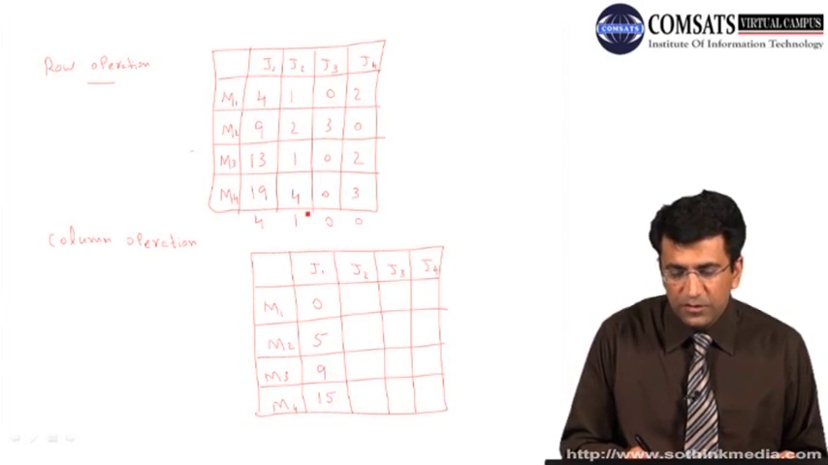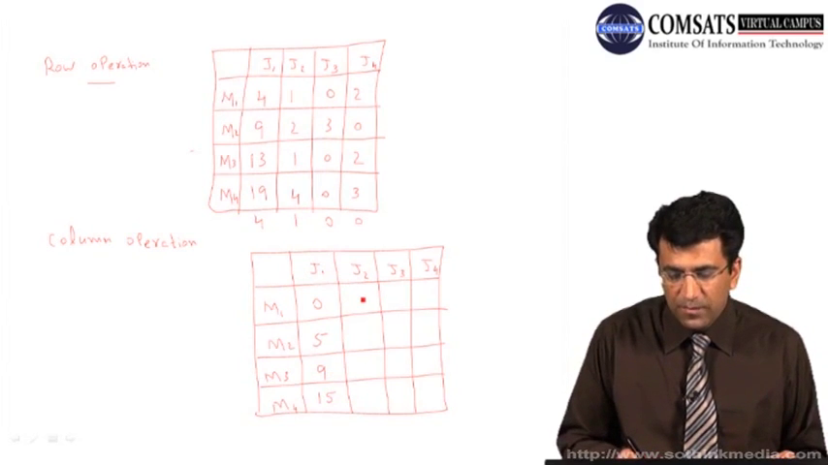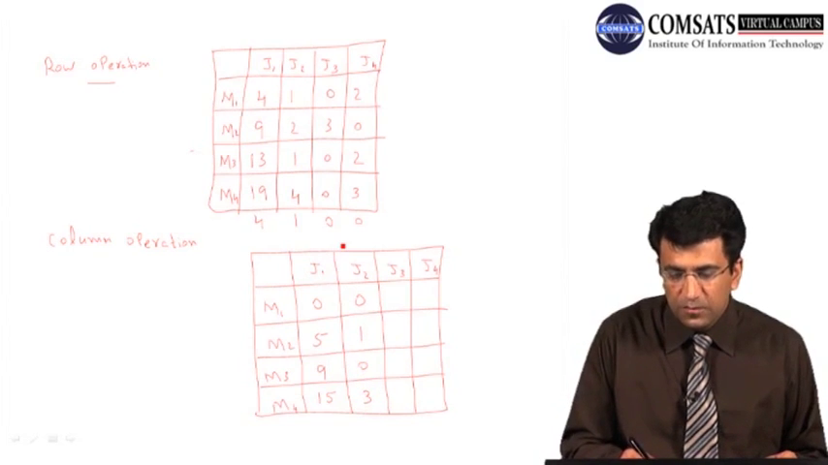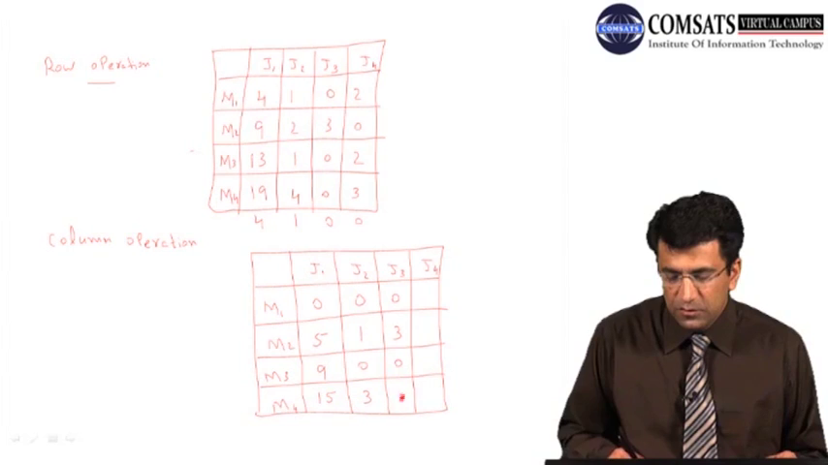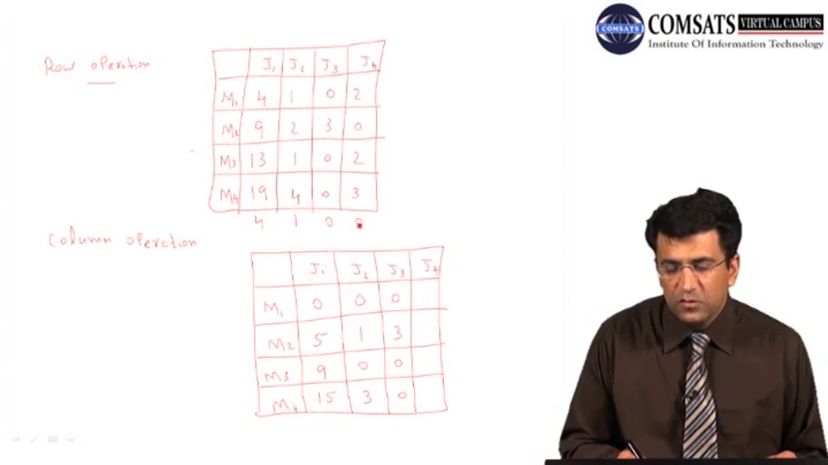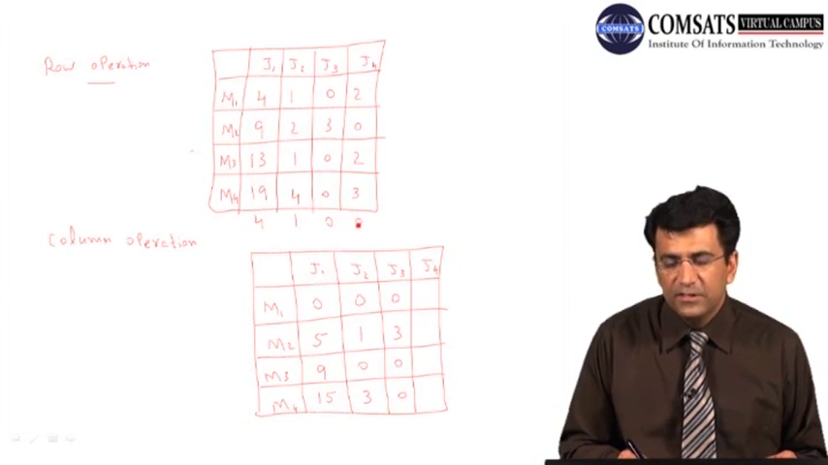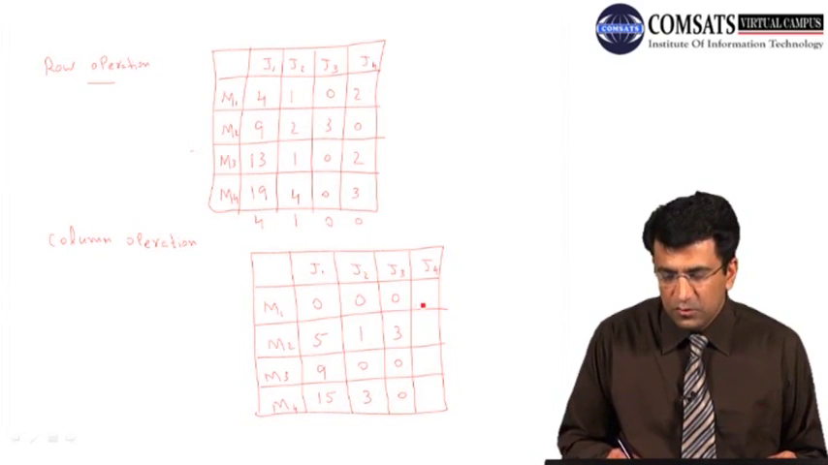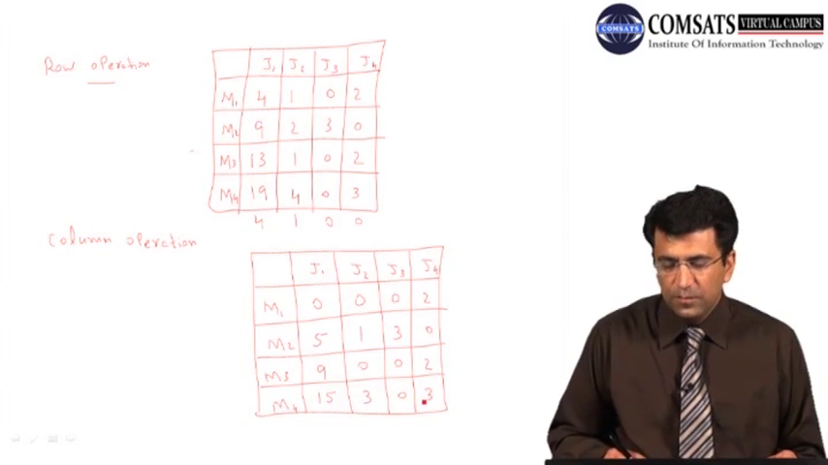Similarly, from the second column, if we subtract 1, it will become 1 minus 1, 0. 2 minus 1, 1. 1 minus 1, 0. 4 minus 1, 3. The third row will remain the same, that is 0, 3, 0, 0. And the fourth row will also remain the same, because we have to subtract 0 from each number, so it will not make any difference. 2, 0, 2, 3.